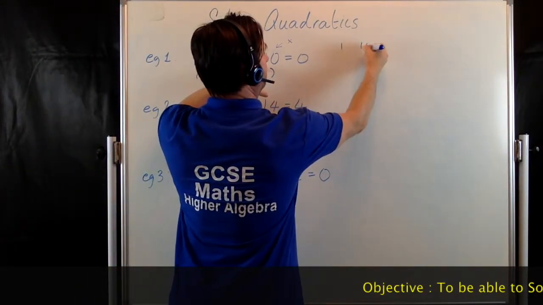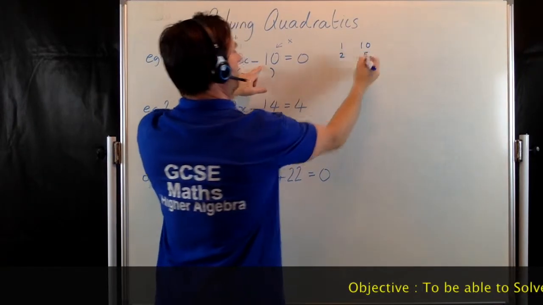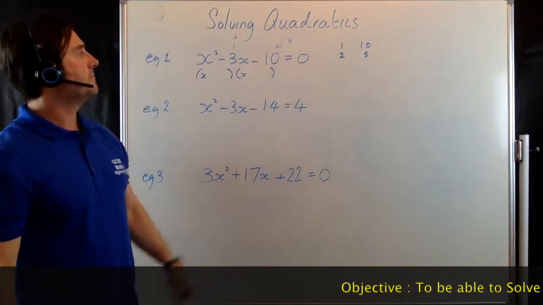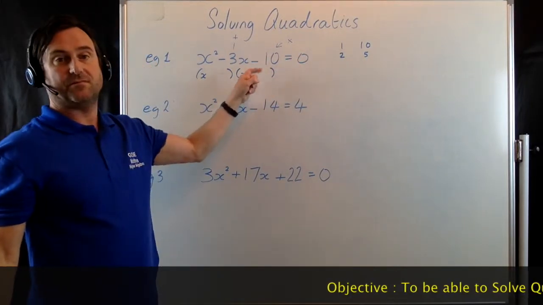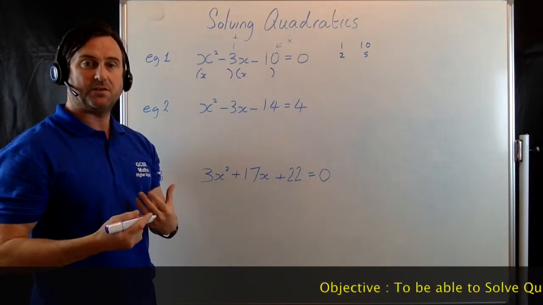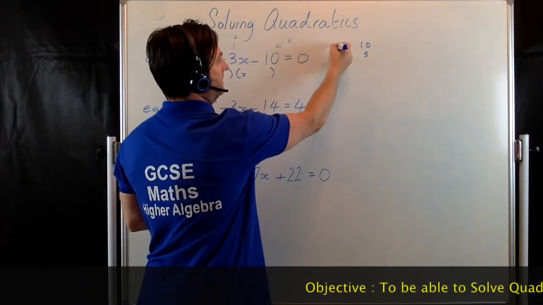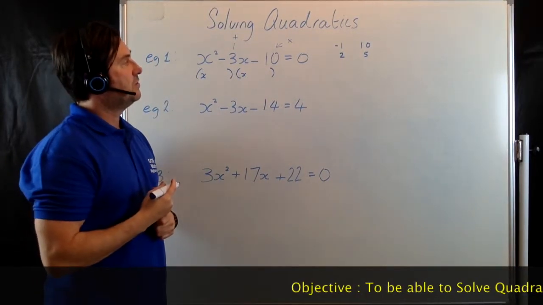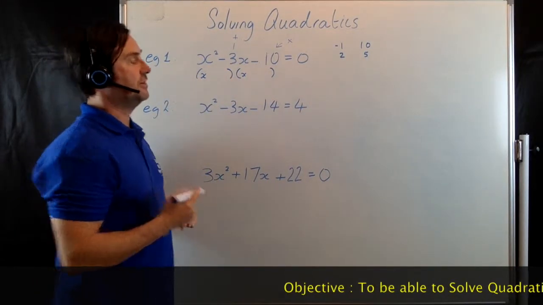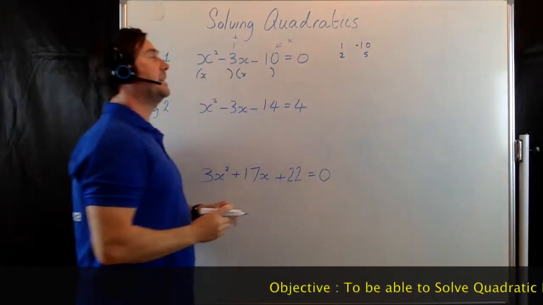1 and 10 will multiply to give 10, and 2 and 5 will multiply to give 10. One of these has to be a negative because you need a negative multiplied by a positive to give a negative answer. So let's put some negatives in here. Could it be negative 1 times 10? Well, does that add to give negative 3? No, it doesn't. Could it be 1 add negative 10?